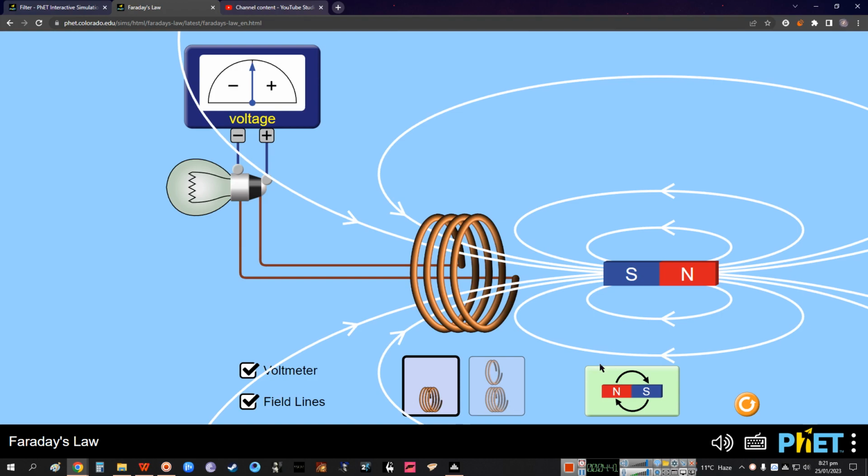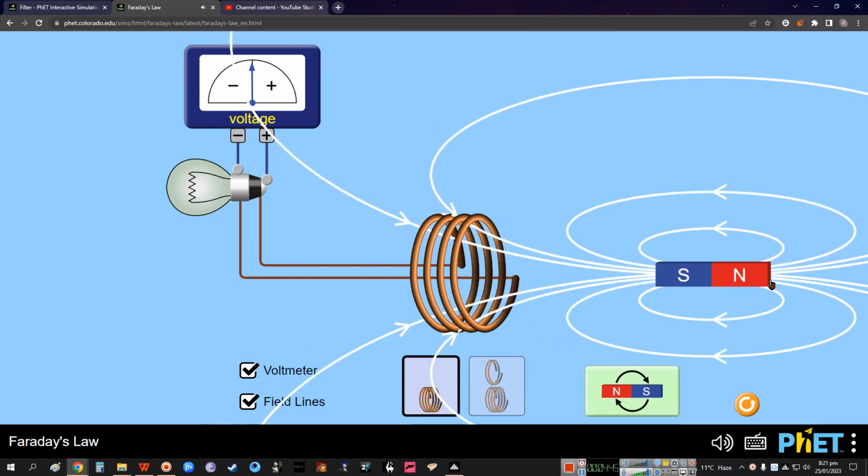I hope some of the things are clear about Faraday's law and electromagnetic induction, and how current is induced in a solenoid using a magnetic field, a changing magnetic field to be very exact. Thank you so much.